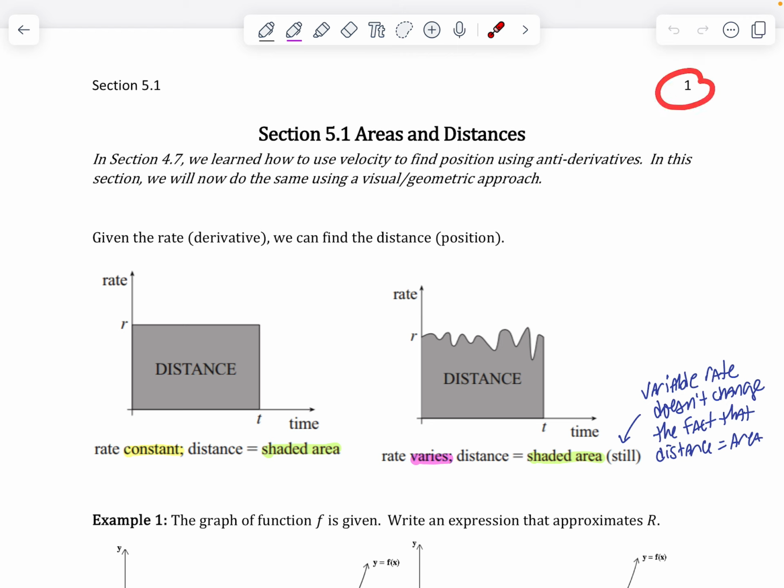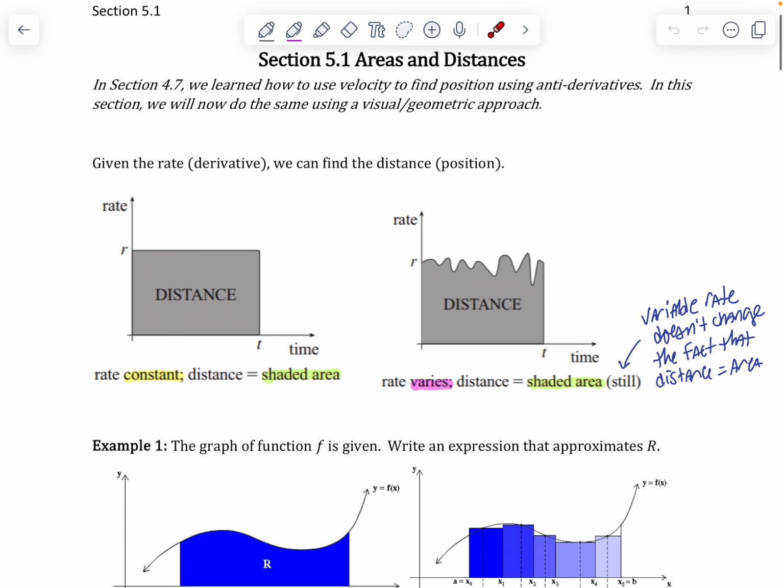Section 5.1 is referring to areas and distances, page 1. So in the previous section, which was 4.7, we learned how to use velocity to find the position of a car based on when it applied the brakes. But we did this using the process of antiderivatives. In this section, we're going to do the exact same thing, but we're going to do it visually or geometrically.